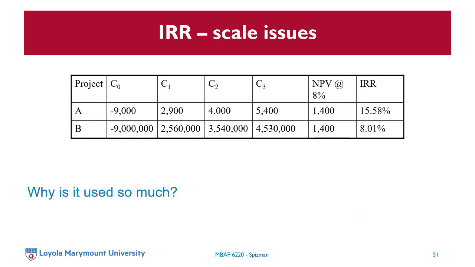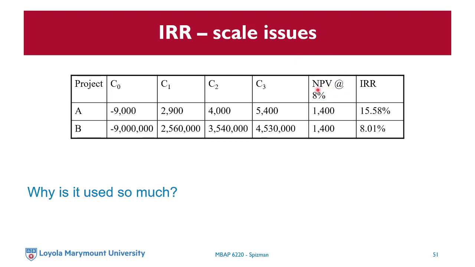Final piece of the IRR is one of scale. We talked about this a little bit, but if you look at this particular scenario, project A and project B both have the exact same NPV, $1,400. The problem is that the IRR for project B is 8.01, and the IRR for project A is 15.58. Now, when I say NPV at 8%, that 8% is the required rate of return. It's not entirely random, but it's not exact. This 8% is not an exact science.